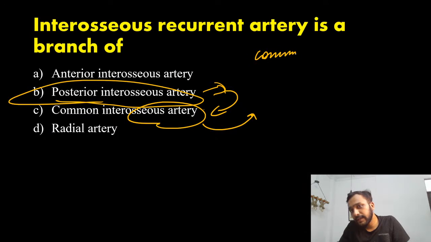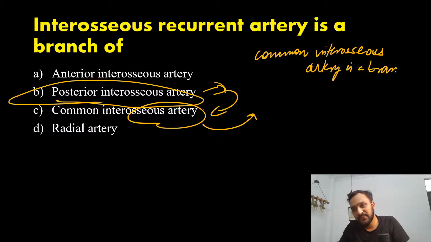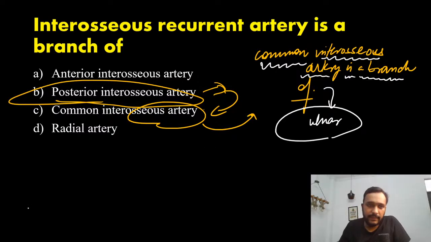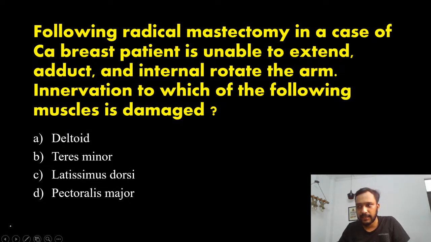So now another question that can be asked: the common interosseous artery is a branch of what? Come on guys, come on. Very good Sukhbir, amazing answer. The common interosseous artery is a branch of the ulnar artery.